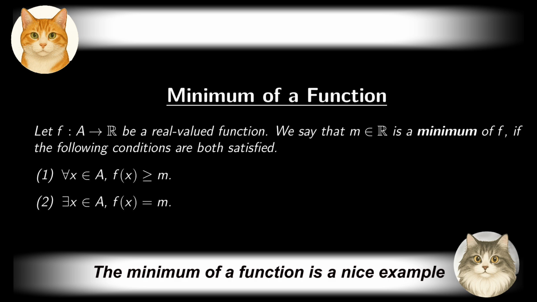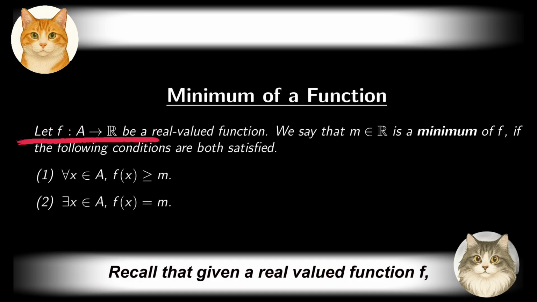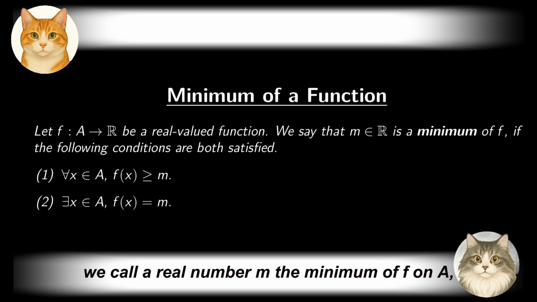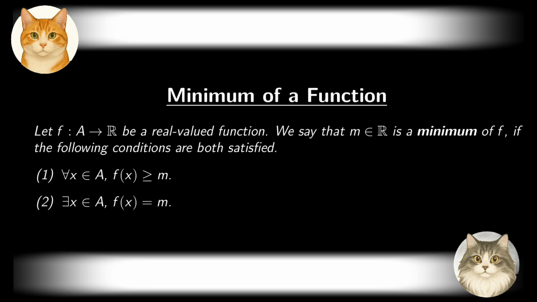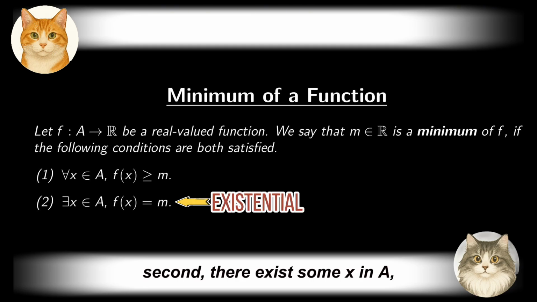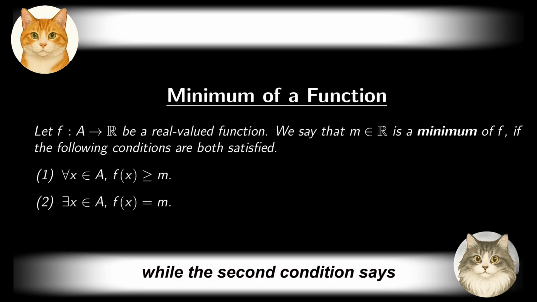The minimum of a function is a nice example to illustrate proofs involving quantifiers. Recall that given a real-valued function f from its domain A to R, we call a real number m the minimum of f on A, if the following 2 conditions are satisfied simultaneously. First, for all x in A, f(x) is greater than or equal to m. Second, there exists some x in A such that f(x) is equal to m. The first condition says the range of f is bounded below by m, while the second condition says the number m itself is in the range of f as well.